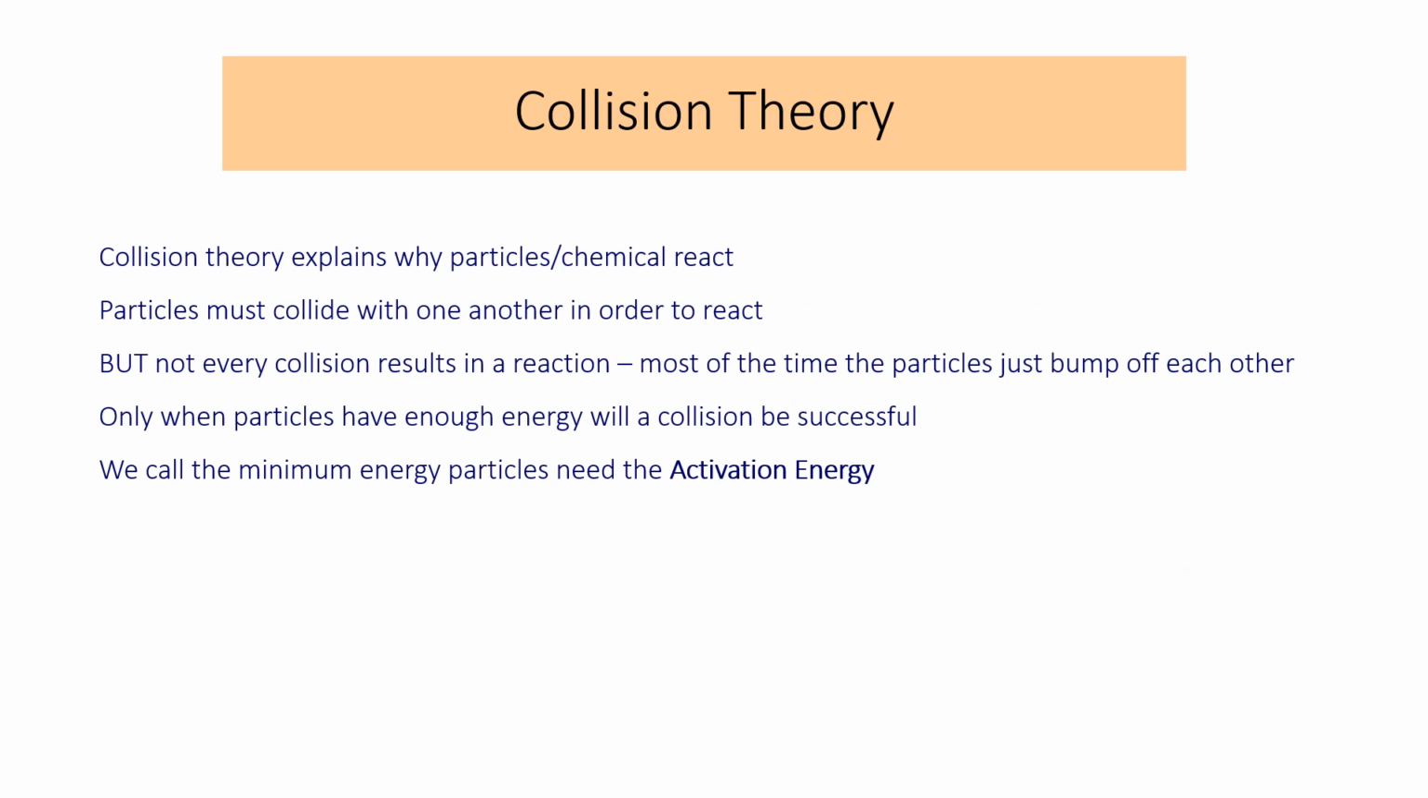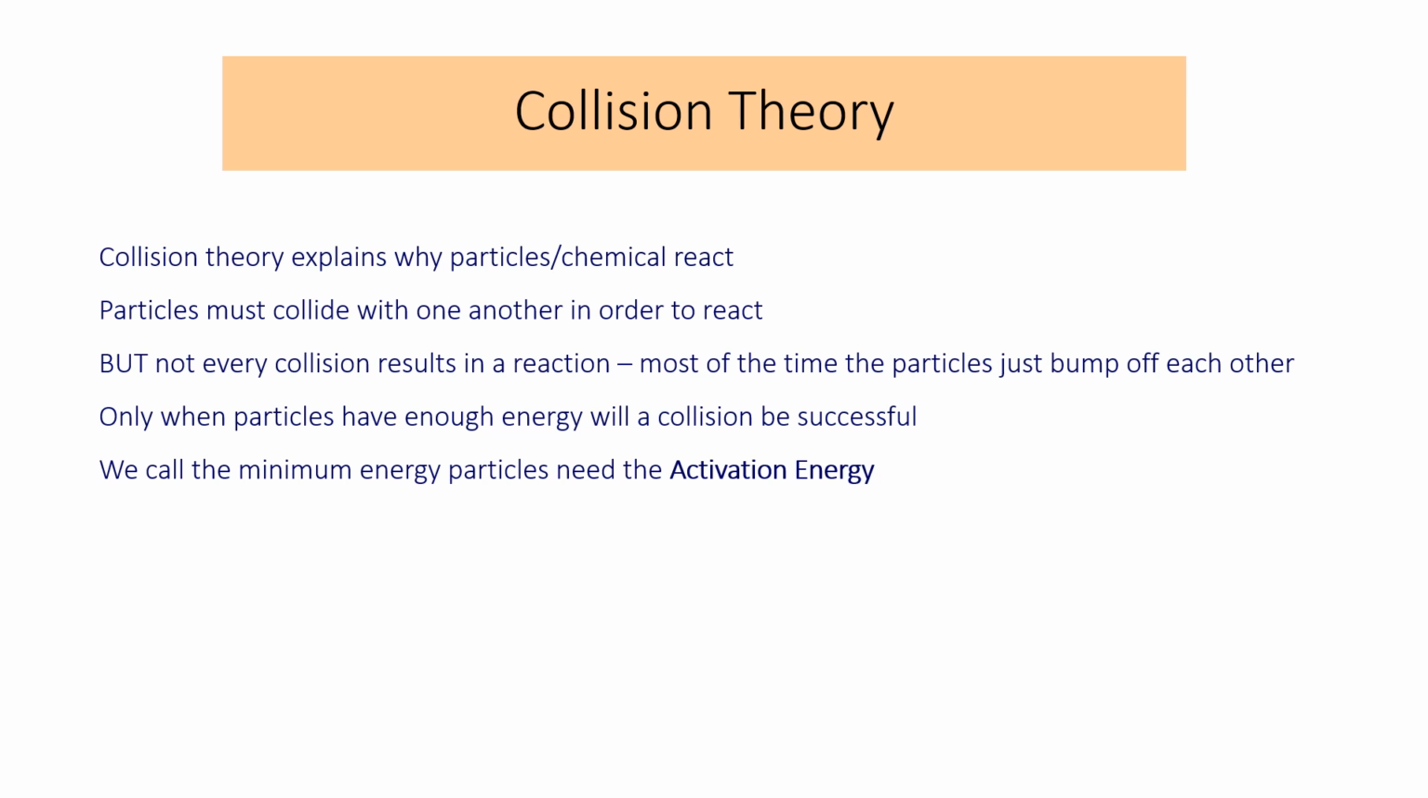Now, when it comes to rates of reaction, we have an underlying theory called collision theory, and this explains what is causing a reaction to occur. In order for a reaction to occur, your particles, your chemicals must collide. They must bump into one another. However, the majority of those collisions do not result in a reaction because the particles just collide and bump off each other. It is only whenever particles have enough energy during the collision can it be successful. And we call that minimum amount of energy the activation energy.